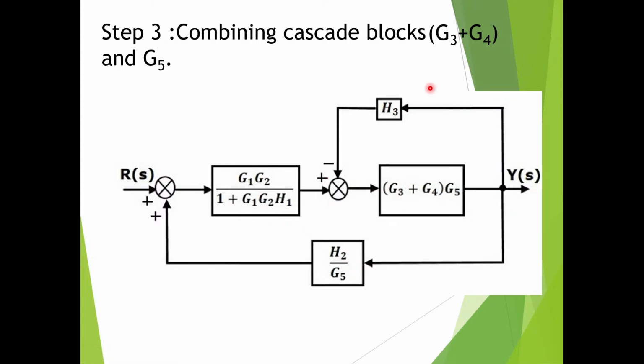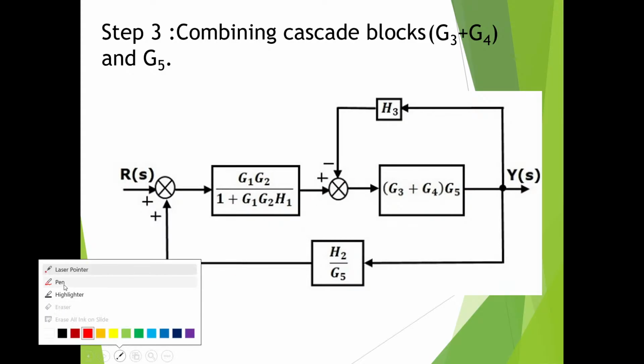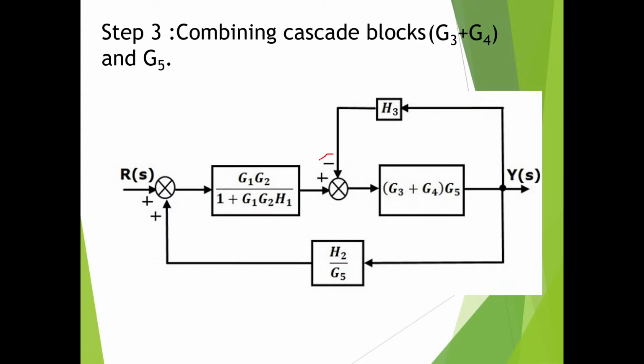So there is a feedback loop here. This is a feedback loop. And what type of feedback is it? You just see here, what is here? Minus. So negative feedback loop. Okay, yeah, it is a feedback path. And what type of feedback, positive or negative? Negative. So signs are very, very important at the summing point.